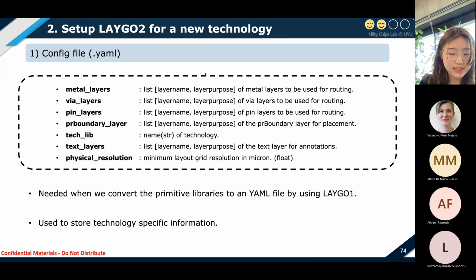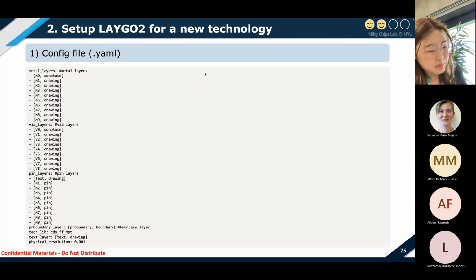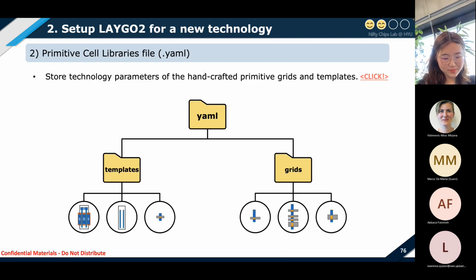First is configure file, which is a YAML file. When you convert the handcrafted primitive libraries to YAML file, then this file is needed. It contains the technology specification. This is a real example. You can see all layer information like this, and the name of technology, and resolution.